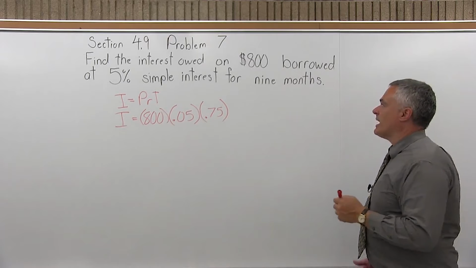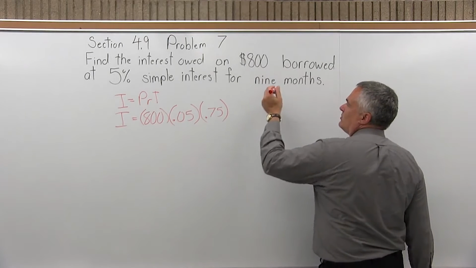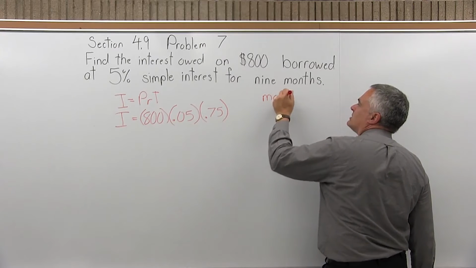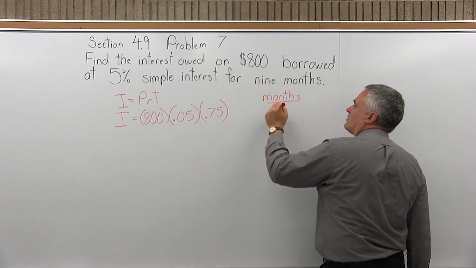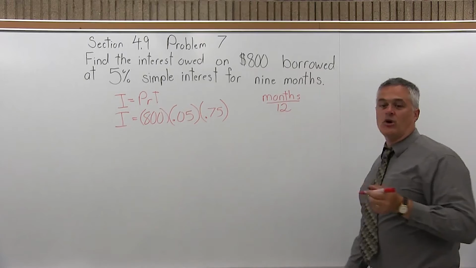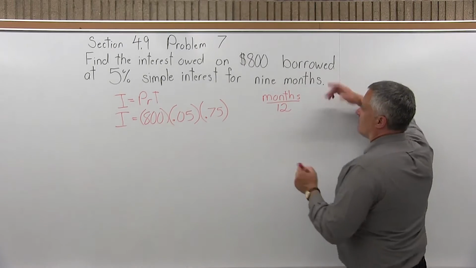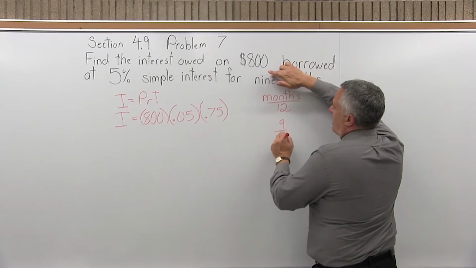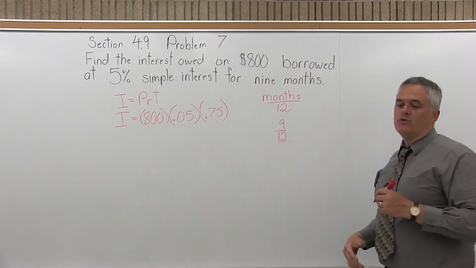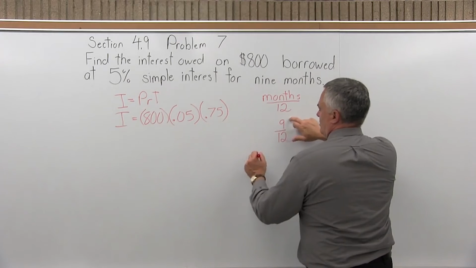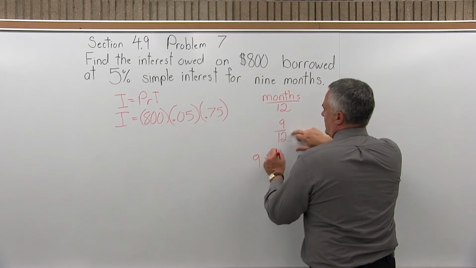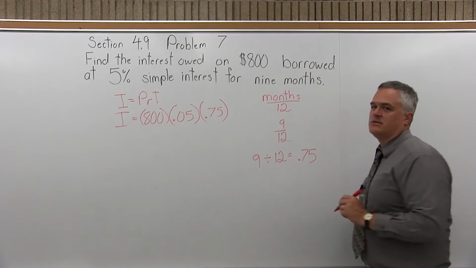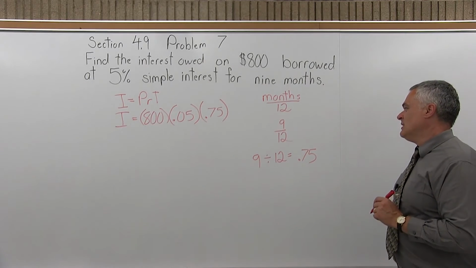Now, how did I come up with that? Well, if they give you the time in months, what you have to do is the number of months over 12. That's what portion of a year you have, because there are 12 months in a year. Now, number of months for this particular problem is 9. I have 9 over 12. Now, at this point, you can either use your calculator, do the numerator, which is 9, divide by the denominator, which is 12 equals, and the calculator will tell you immediately that it's 0.75.